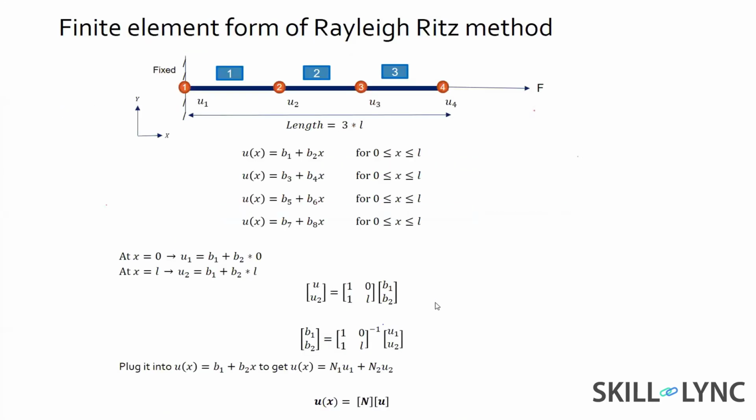We use this Rayleigh-Ritz method, and we derive the finite element form of the Rayleigh-Ritz method. And we again use the function here, but instead of using just one element, we actually use three elements. So we just divide the bar into three elements, and for each element, we come up with a function. And from that, we can derive a function for the displacement.